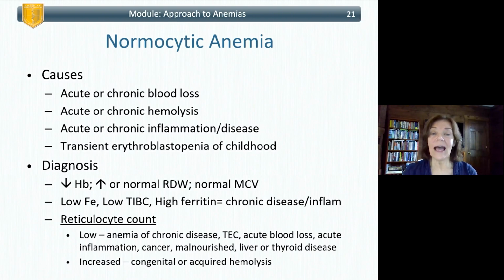In general, you'll have normal iron studies, but if you have a high ferritin, that may be an indication of chronic inflammation or disease. The reticulocyte count is very important in normocytic anemia. If it's low, you might have anemia of chronic disease, transient erythroblastopenia of childhood, acute blood loss, acute inflammation, cancer, malnourishment, or liver or thyroid disease. Whereas if the reticulocytes are increased, you might have congenital or acquired hemolysis.